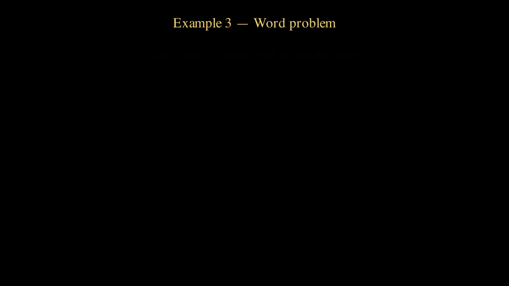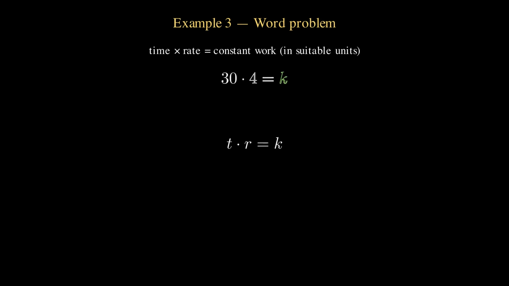The time required to empty a tank varies inversely with the pumping rate. At 4 gallons per minute, it takes 30 minutes. Model it as T times R equals k, substitute 30 and 4, so k equals 120. If the rate increases to 6 gallons per minute, solve T times 6 equals 120, so T equals 20 minutes. That matches intuition. Faster pumping should take less time, and inverse variation captures that trade-off.